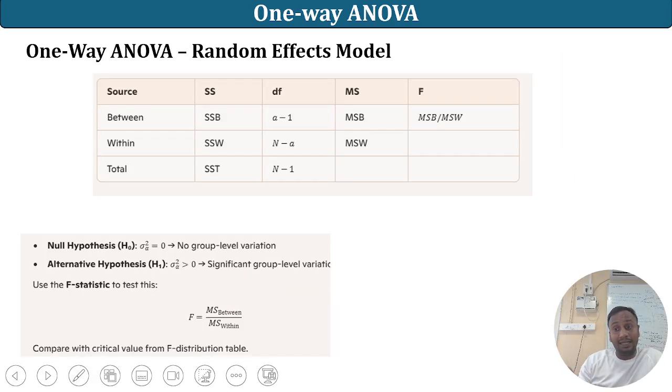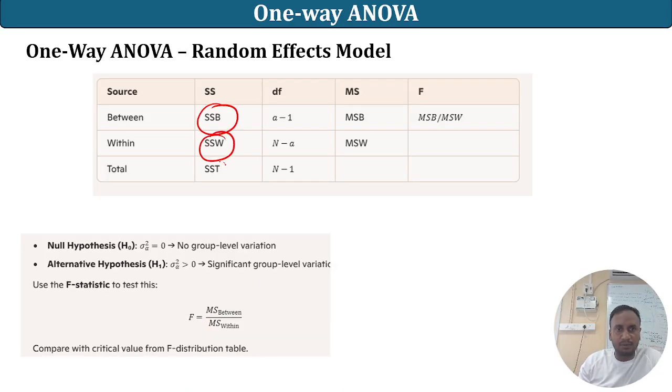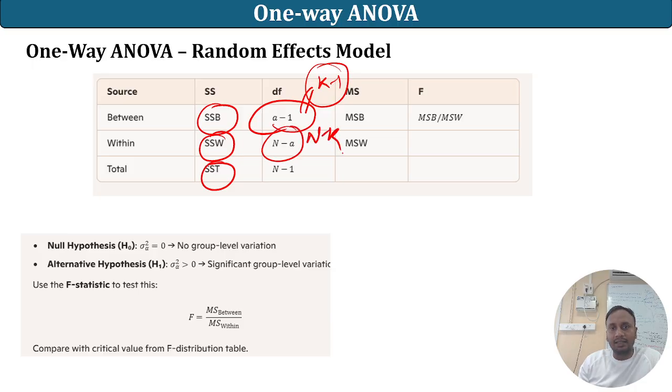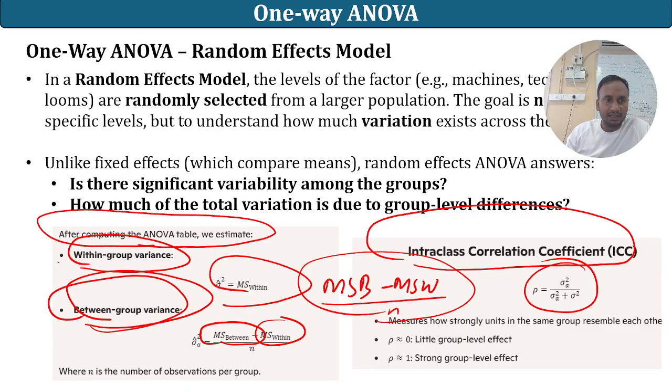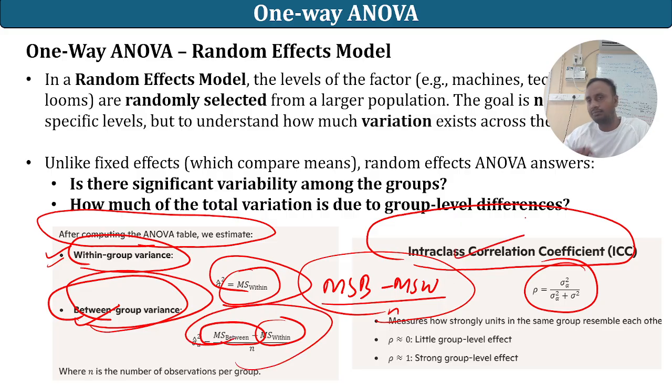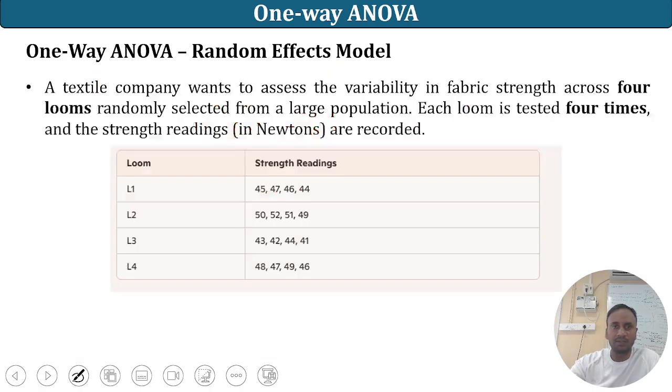So the idea up to the ANOVA table will be the same. Whatever we have done, SSB, SSW, SST, alpha minus 1. Instead of alpha, we have k minus 1, n minus k, n minus 1. The same formula will come. Only the interpretation will change here. Within the group variance will come as MS within, between the group variance will come as this one, and the interclass correlation. Based upon that, we are going to conclude. So these are the things we have to calculate.